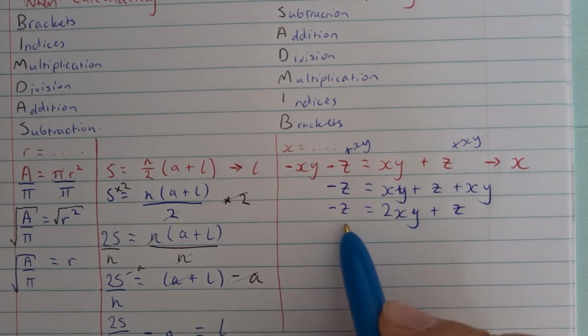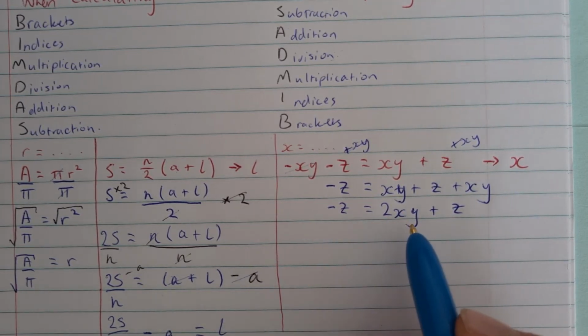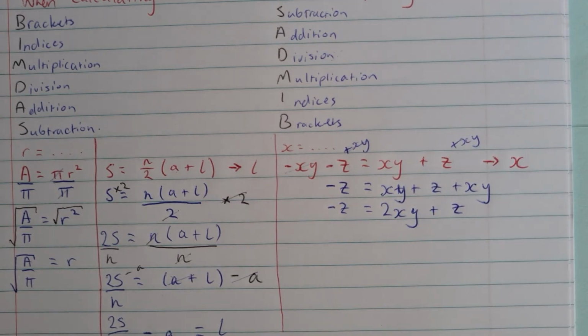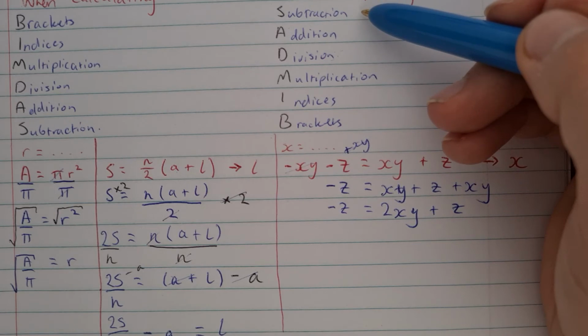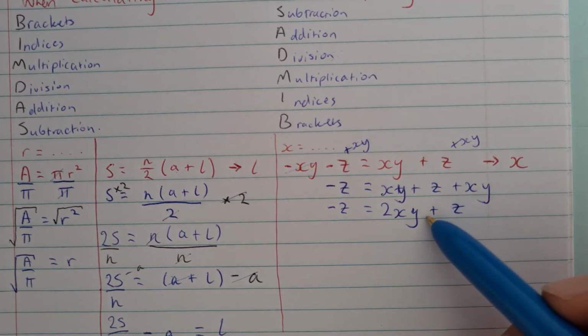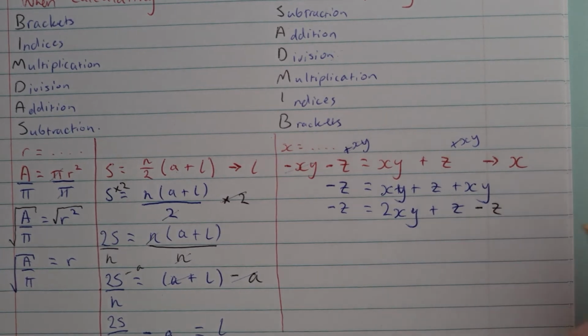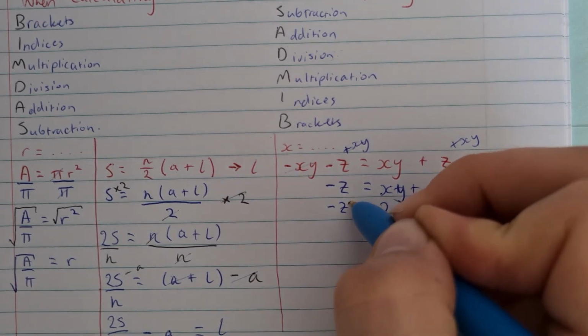Now there's only one x in the entire equation. We can start working through our steps to try to isolate this x on its own. The first thing we have is an addition. We've got a plus z on the end here. So to get rid of that, I'm going to subtract z from each side.